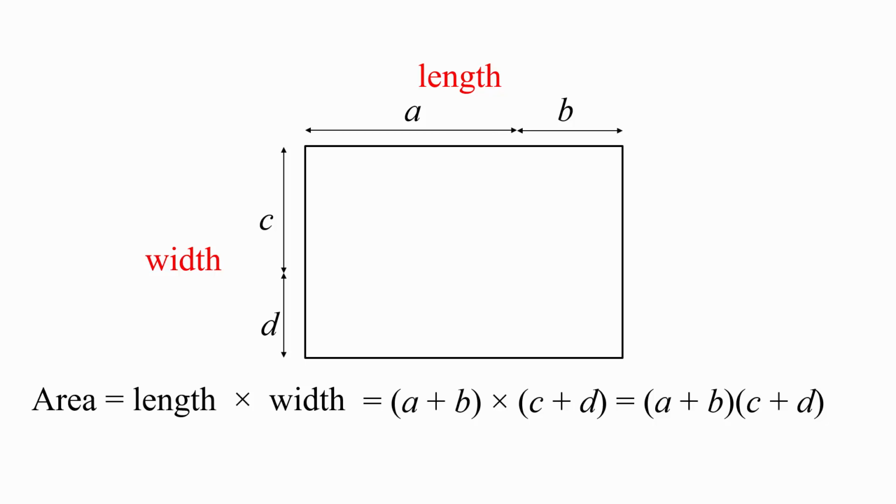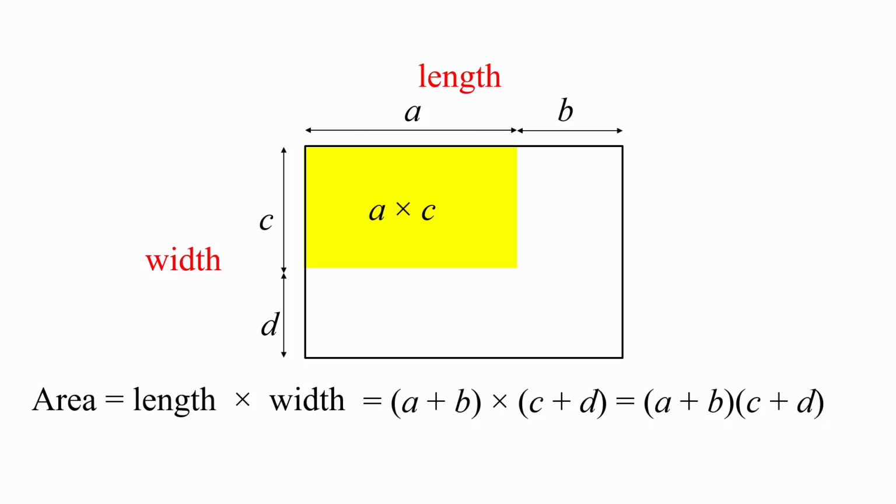So the area of the rectangle is (A + B)(C + D). Now, another way of finding the area of that rectangle is to work out the sum of the areas of smaller rectangles and squares, as you'll see now.